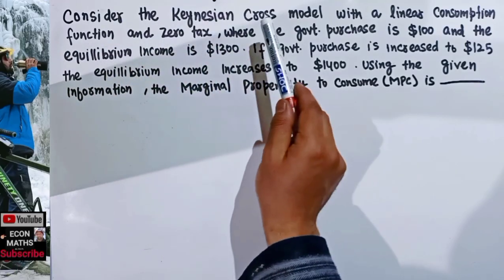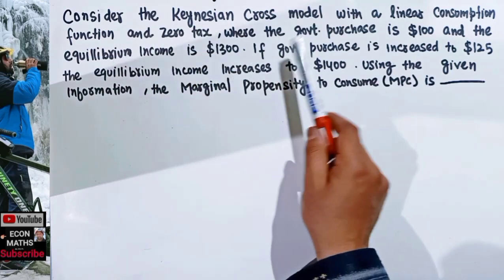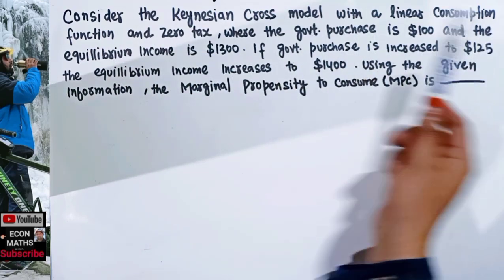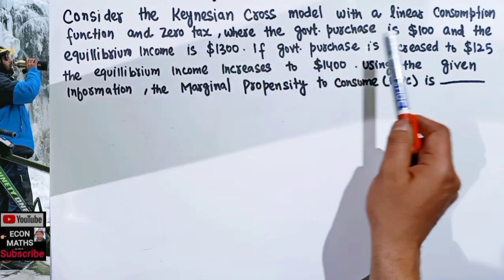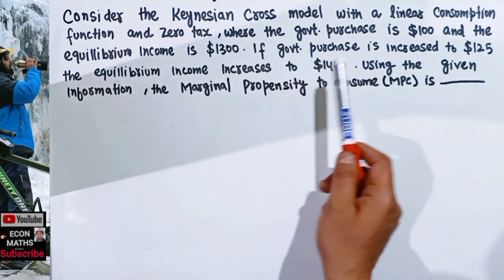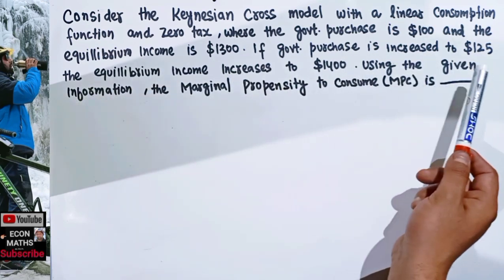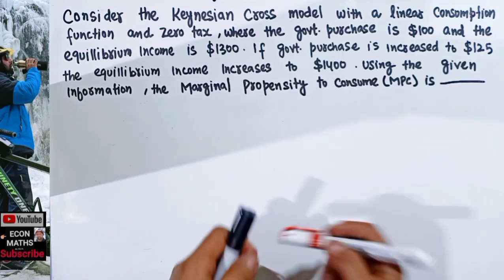Consider the Keynesian cross model with the linear consumption function and zero tax, where government purchase is $100 and equilibrium income is $1,300. If government purchase increased to $125, the equilibrium income increases to $1,400. Using the given information, we need to find out the marginal propensity to consume.